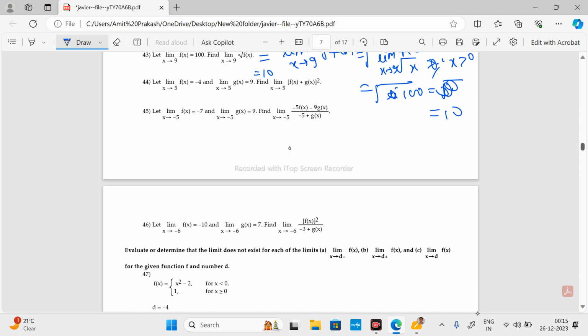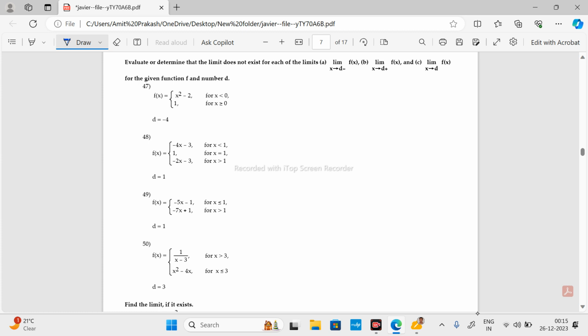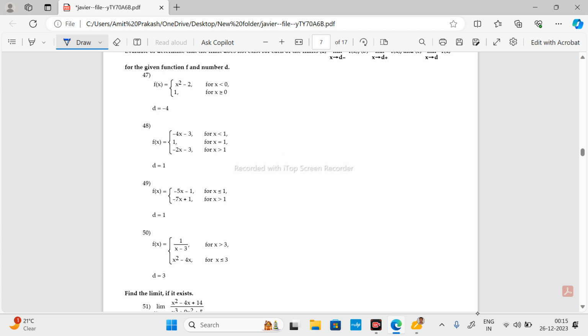Again, we are looking here at a function that changes its value at x equals 0, and we have to find the value of the limit at x equals -4. At x equals -4 the function is equal to x squared minus 2.